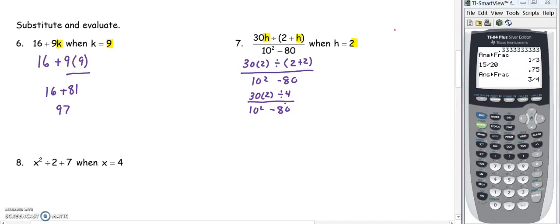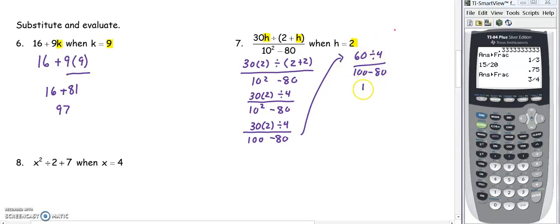My next step, make sure that you're looking at the numerator and the denominator of the fraction, is that I have an exponent. So 10 squared is 100. So we have 30 times 2 divided by 4 over 100 minus 80. Then in the numerator, I need to do my multiplication and division. So 30 times 2 is 60. And then I'm going to also divide by 4, so I get 15 over 100 minus 80. So I'm going to subtract from my last step 15 over 100.